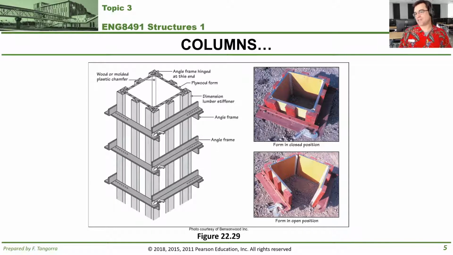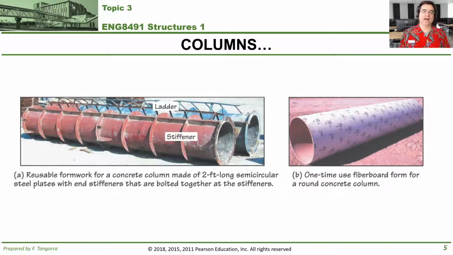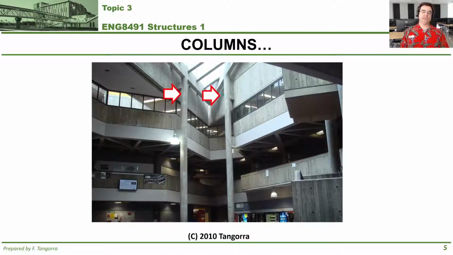So here you see an example of a square or rectangular form. You pour the concrete into this, or you can have circular columns with these kind of forms that you see on the screen. And finally, you obtain the final product, right? You let the concrete cure long enough. After you've properly placed it, you remove the forms and you have your final product.